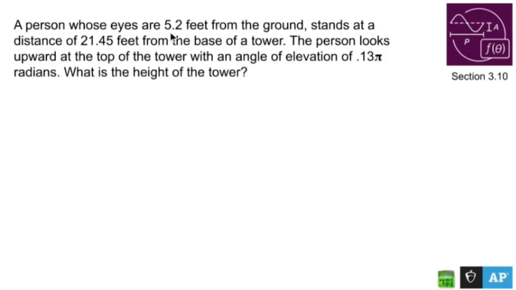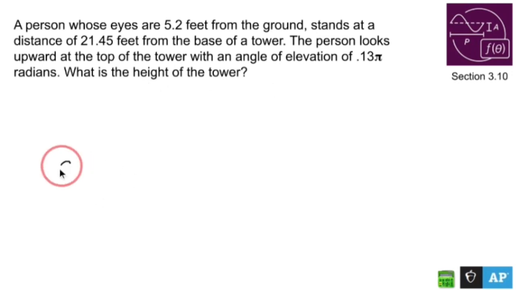A person whose eyes are 5.2 feet from the ground stands at a distance of 21.45 feet from the base of a tower. The person looks upward at the top of the tower with an angle of elevation of 0.13 pi radians. What is the height of the tower?